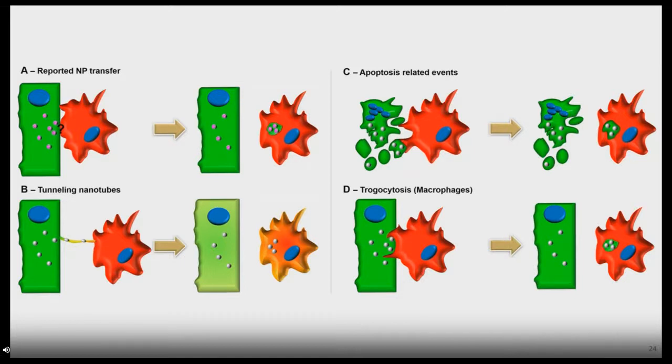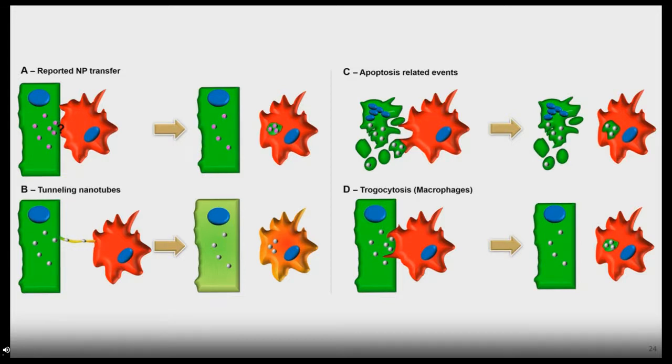And it's very important to try to understand how it works, because maybe we could exploit it for therapeutic applications. For example, to target nanoparticles to the brain macrophages and microglia, which are usually involved in neurodegenerative disease. So that was quite interesting.